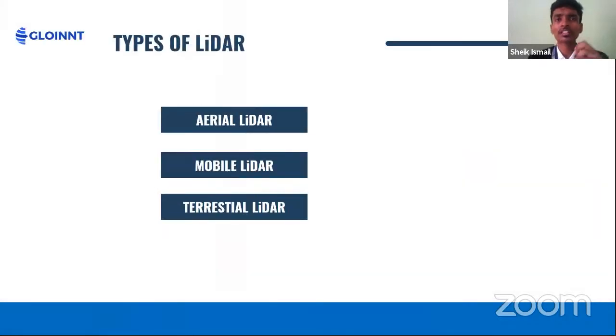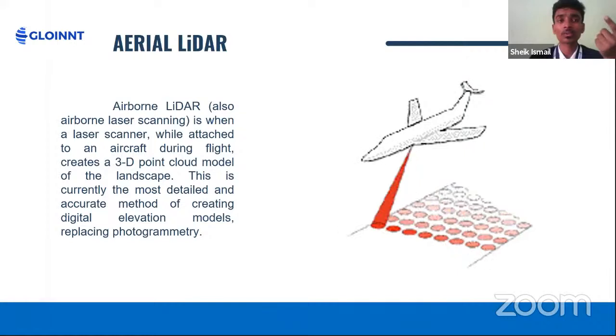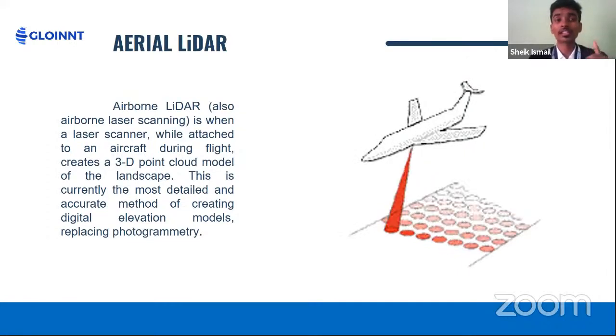I told you about the types of LiDAR. What are the types of LiDAR? Aerial LiDAR, mobile LiDAR, terrestrial LiDAR. Hope you all are guessing the point. Aerial LiDAR, what is it? Let's see something about that. Airborne LiDAR is nothing but aerial LiDAR.